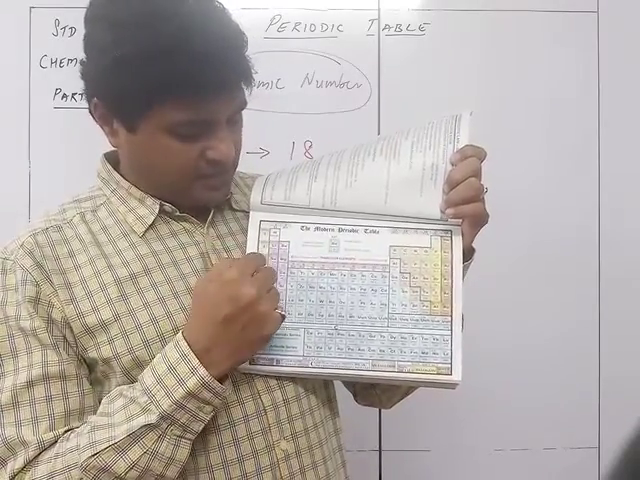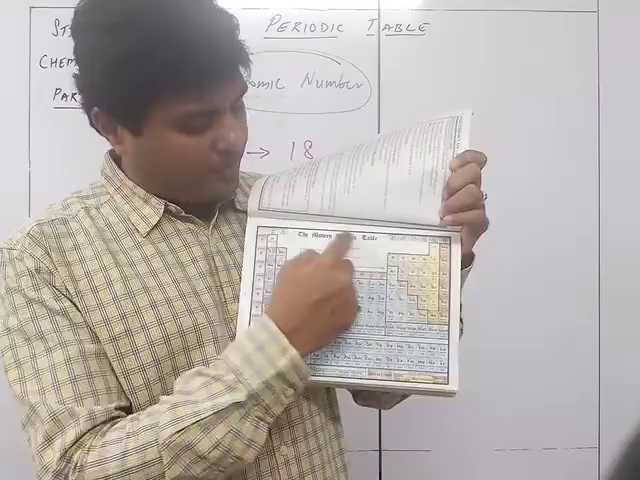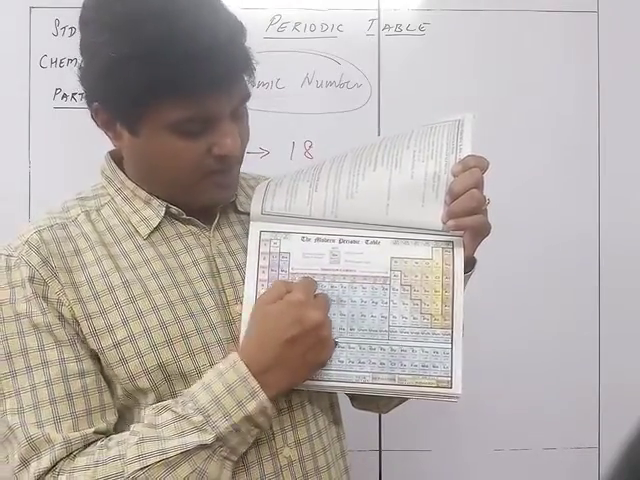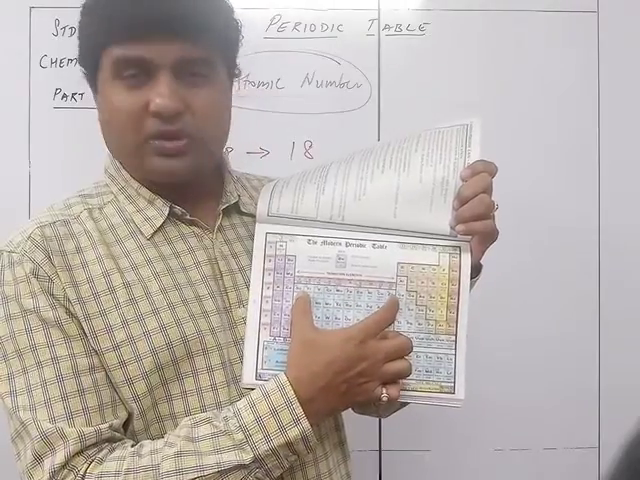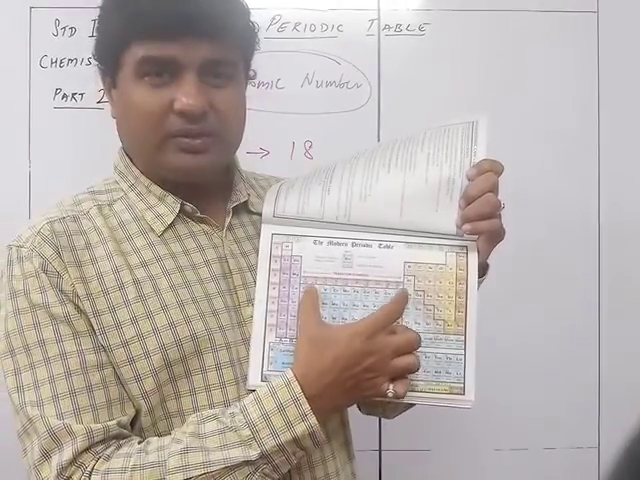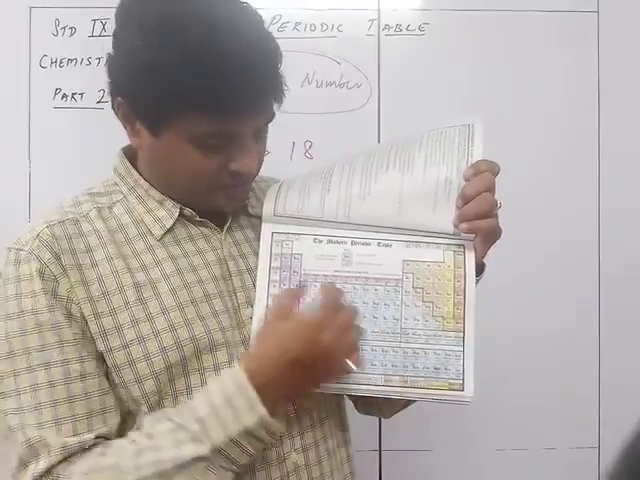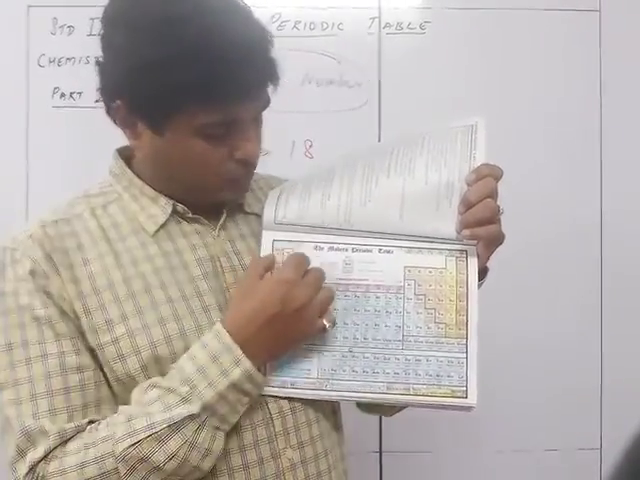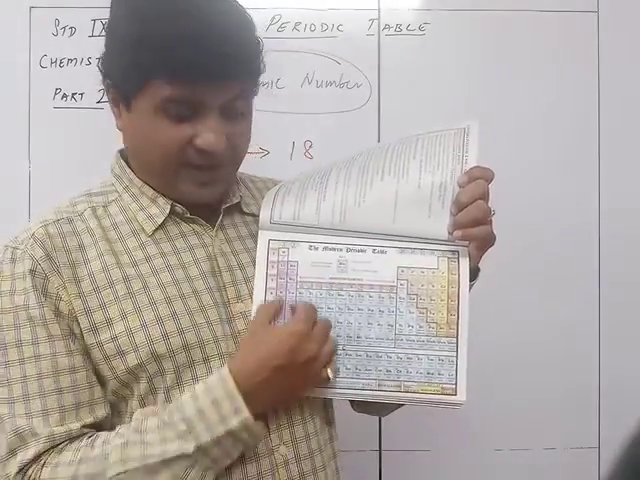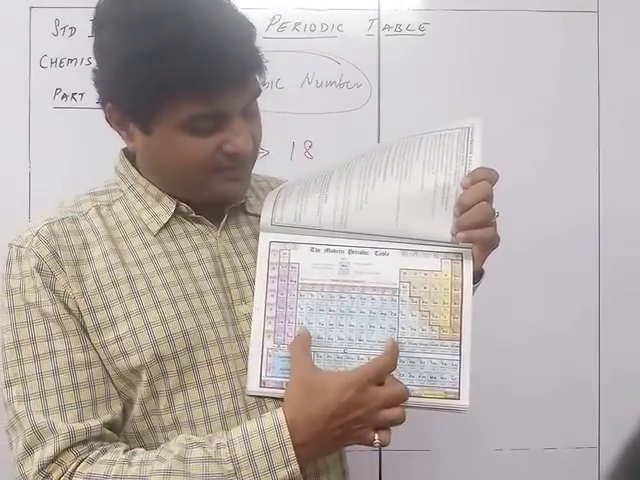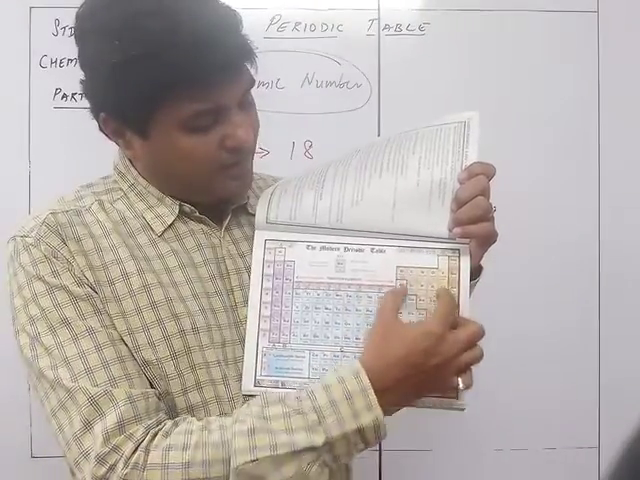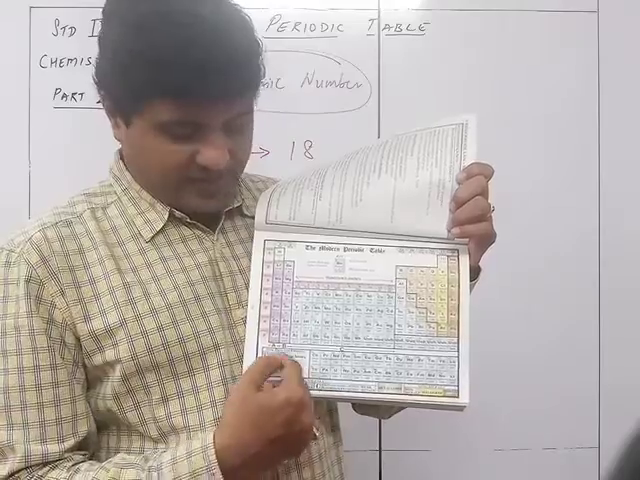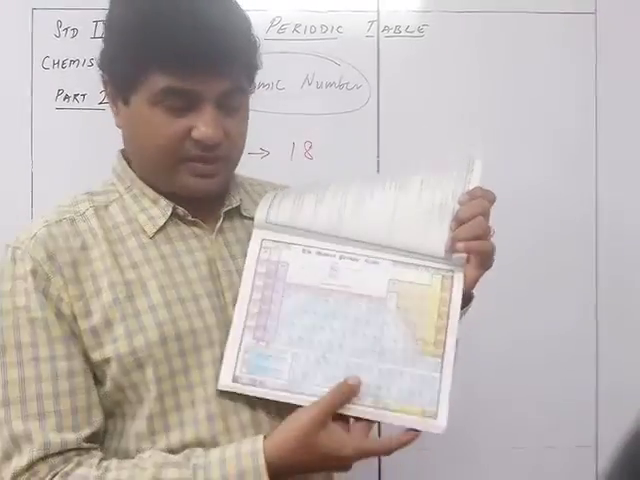In periods 1, 2 and 3, in this part there is nothing. It is only from the 4th period that you have elements in groups 3 to 12. In 3 to 12 the transition elements are there. These are the transition elements. You can see that the first 2 are reactive metals. Over here these are the transition elements. These are the non-metals and this is the inert gas. These are the lanthanides and actinides which are there below, which we will study later.